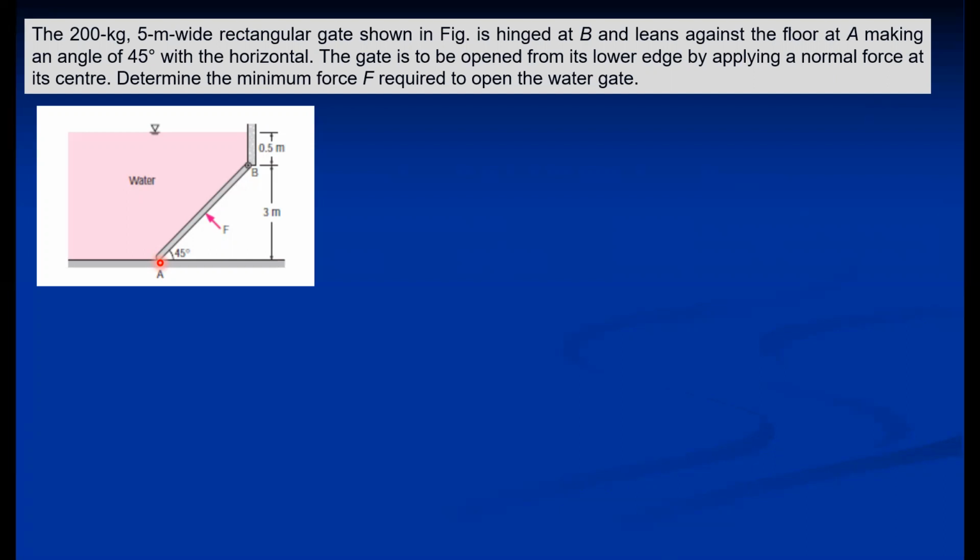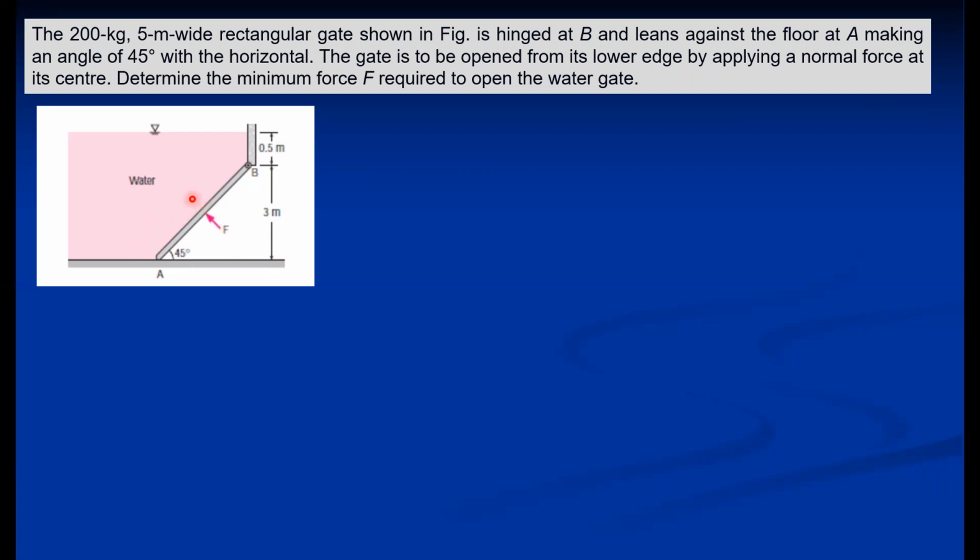The gate is to be opened from its lower edge by applying a normal force at its center. So we apply the force here. The gate opens and the water is released from this side. Determine the minimum force required to open the water gate. So in this case, we have to calculate what should be the force required here.